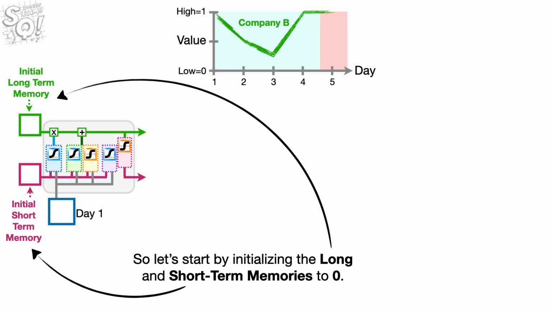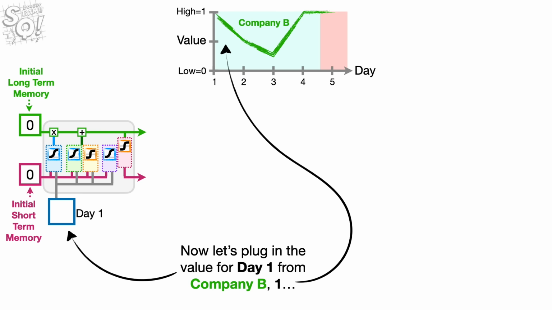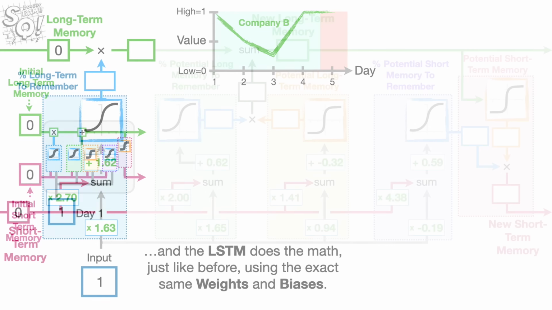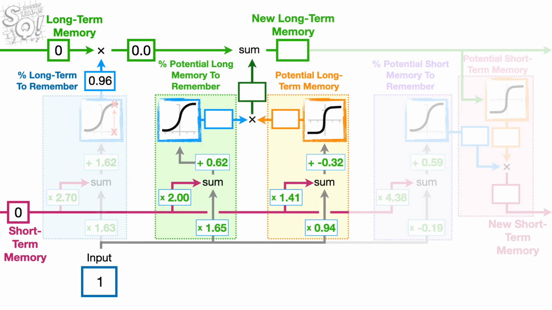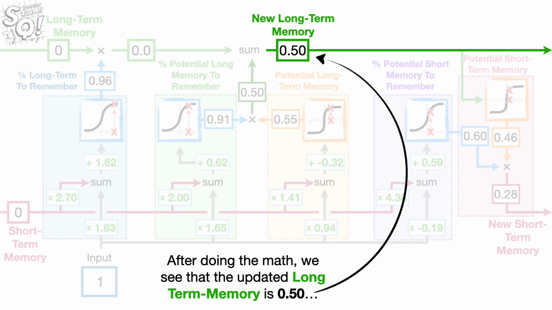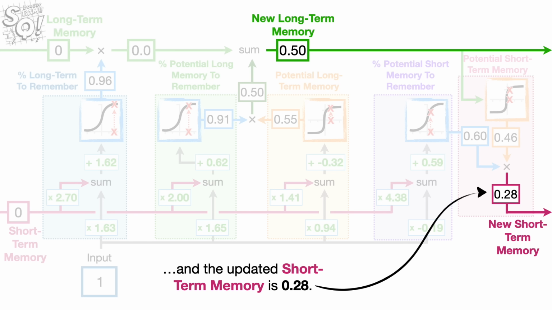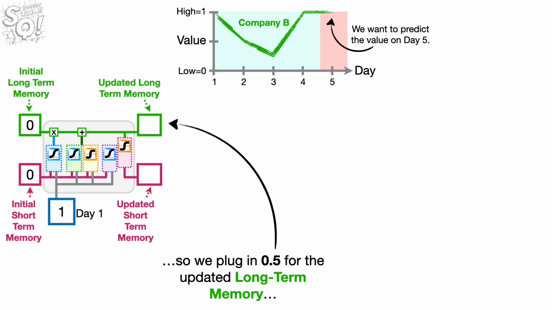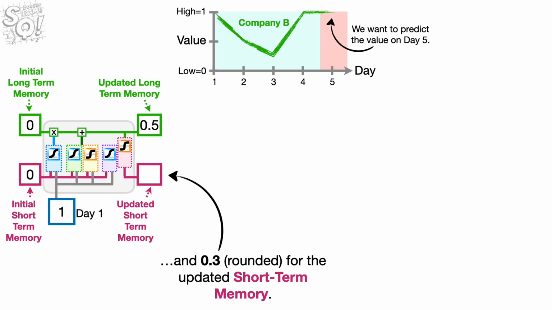So let's start by initializing the long and short-term memories to 0. Now let's plug in the value for day 1 from company B, 1. And the LSTM does the math, just like before, using the exact same weights and biases. Beep boop. After doing the math, we see that the updated long-term memory is 0.5, and the updated short-term memory is 0.28. So we plug in 0.5 for the updated long-term memory and 0.3 for the updated short-term memory.